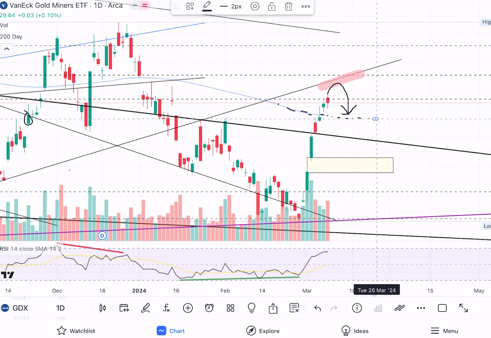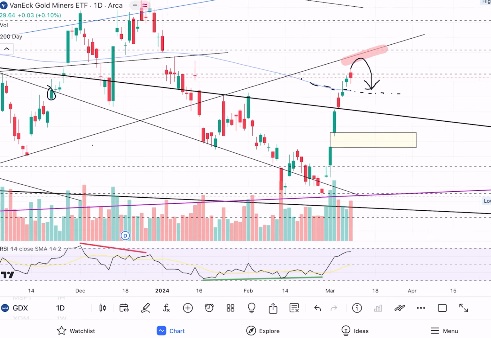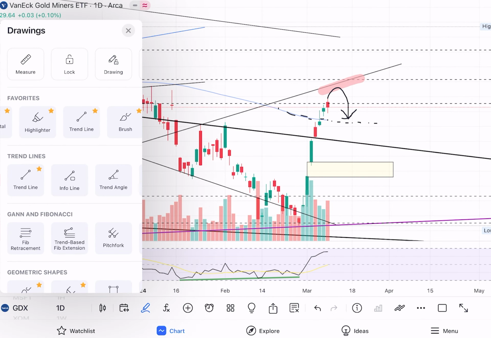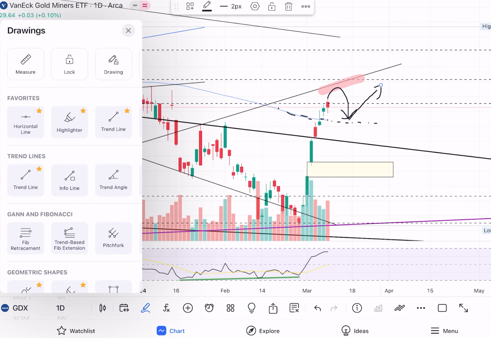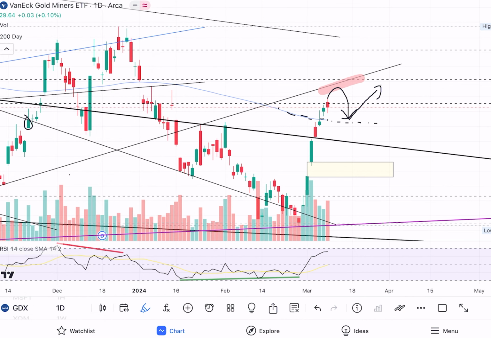If it holds, then that might be an opportunity to go long. I'm not sure yet. I'll have to see how price behaves. If it holds, then it'll bounce. If it doesn't, then I think it'll come down to this zone here, where I would prefer it to go. I would prefer for it to come down here, and for us to take a long down here. That's a better long entry.